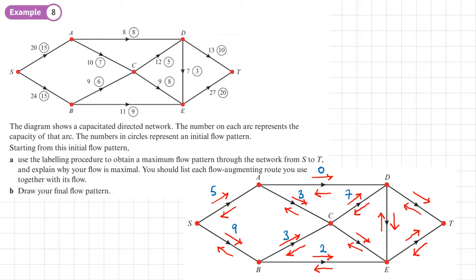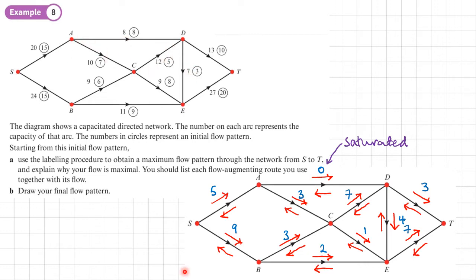CE can be increased by 1. DE can be increased by 4. DT can be increased by 3. And ET can be increased by 7. So these numbers here, basically the capacity minus the flow, this is how much each one of these arcs can be increased by. I'll just put a note there. This one is saturated, so we can't use that to increase our flow, but we may find that we may decrease the flow on this to actually increase the overall flow. We'll see in a moment.